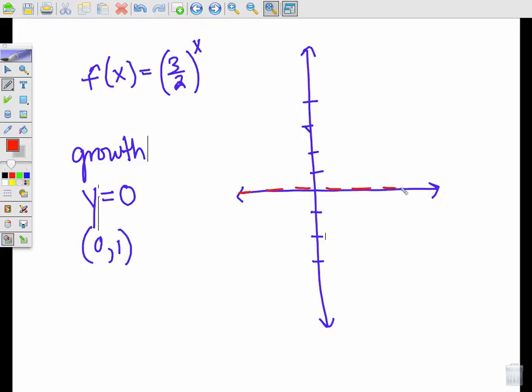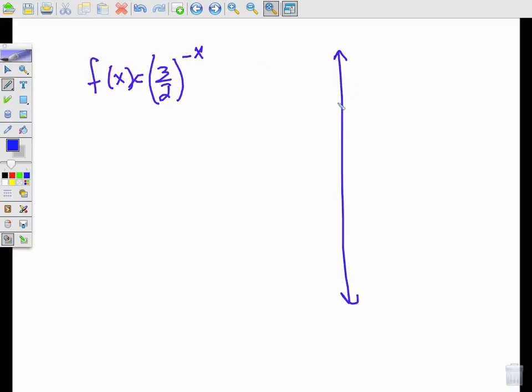All right, there's my asymptote. I've got a point at (0, 1), so let's put some points in. If I put 1 in, then I know that the result is 1.5. If I put 2 in, I get 9/4, which is 2 1/4. If I put -1 in, I'm going to have to do 3/2 to the -1, which is actually 2/3. And we already know what happens to this graph. It's going to come from positive infinity and go towards that asymptote. So there we go. That's the graph of f(x) = (3/2)^x.